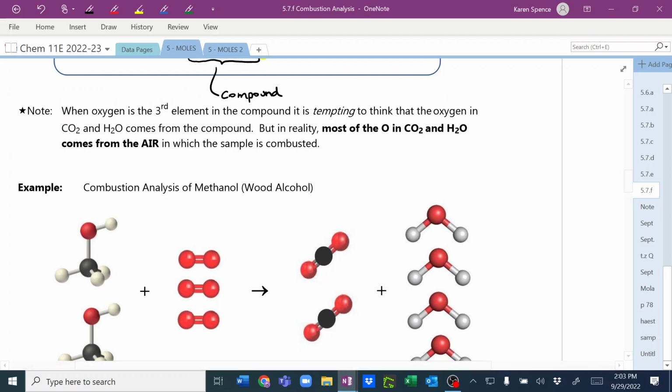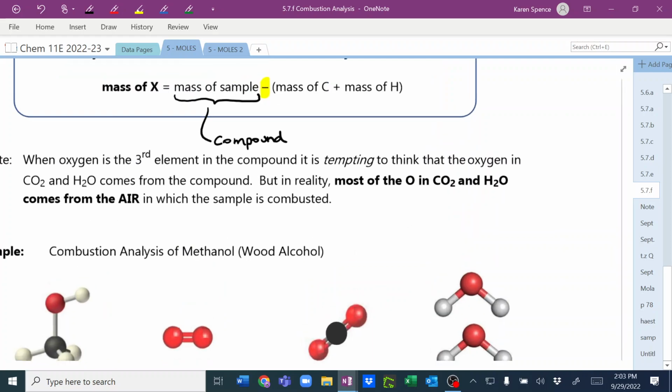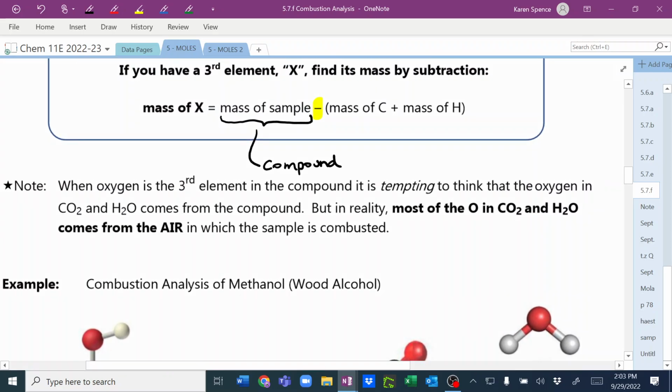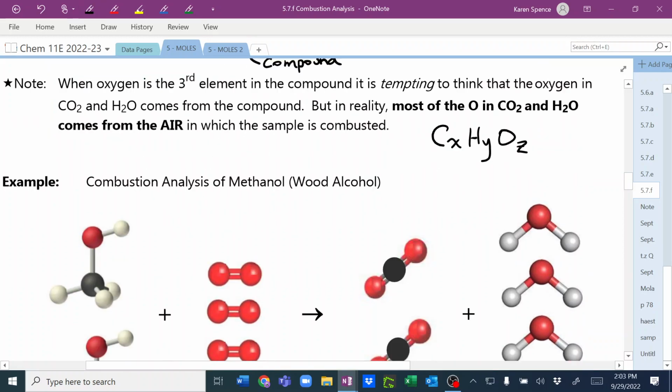So now here's the little thing that most people, if you're going to get something wrong, here's where they will go wrong. Sometimes people think, oh, if oxygen is the third element, I must be able to find the oxygen from the CO2 and the H2O, right? So if I had a compound that was CxHyOz, they're like, oh, the oxygen must be the amount that was in the CO2 and in the H2O. But is that the case?